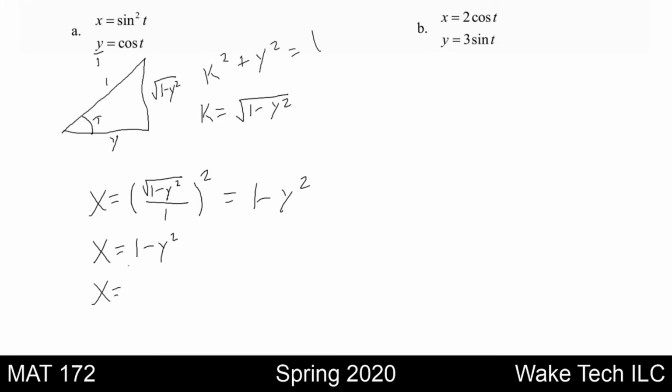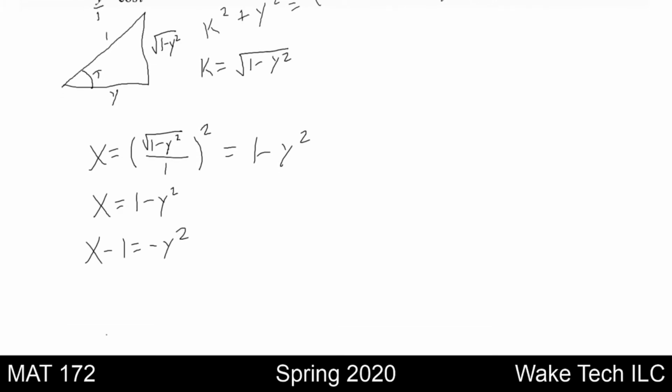So instead what we're going to do is move the 1 over and have x minus 1 equals negative y squared. Then I want to get rid of this negative here, so I'll say y squared, I'm also flipping the sides here, equals negative x minus 1. And I can see here that this is in standard form now. We just have to identify the p.